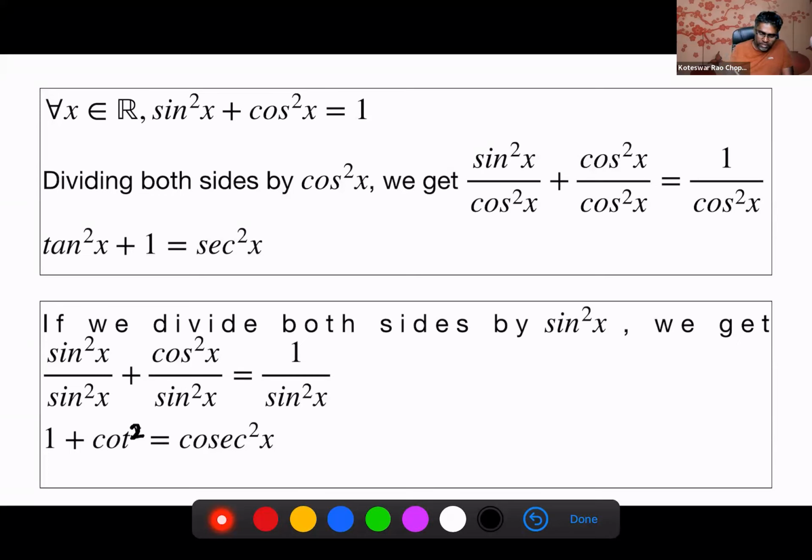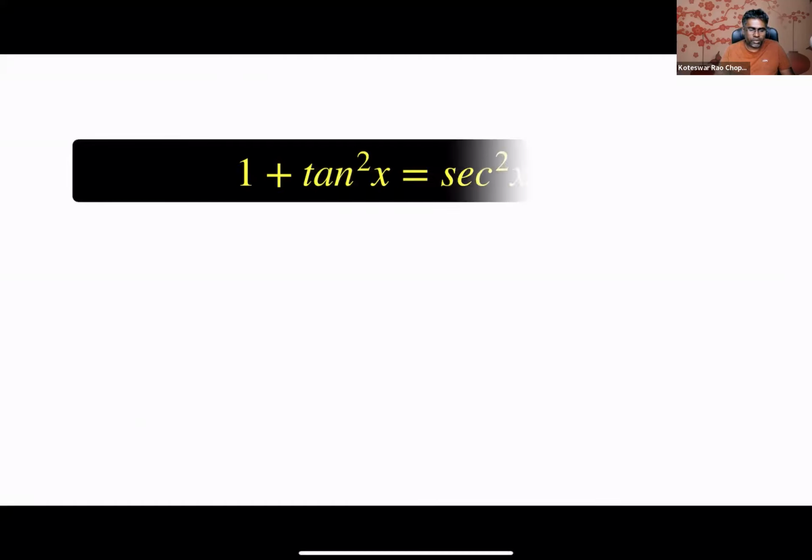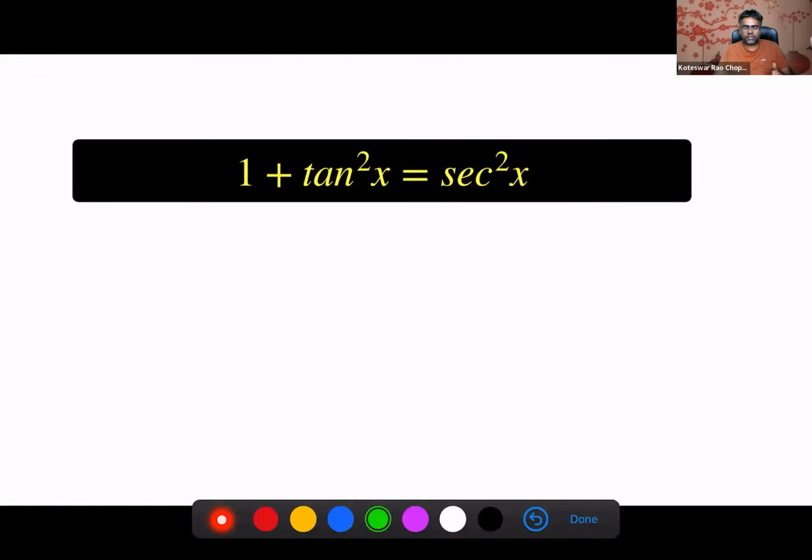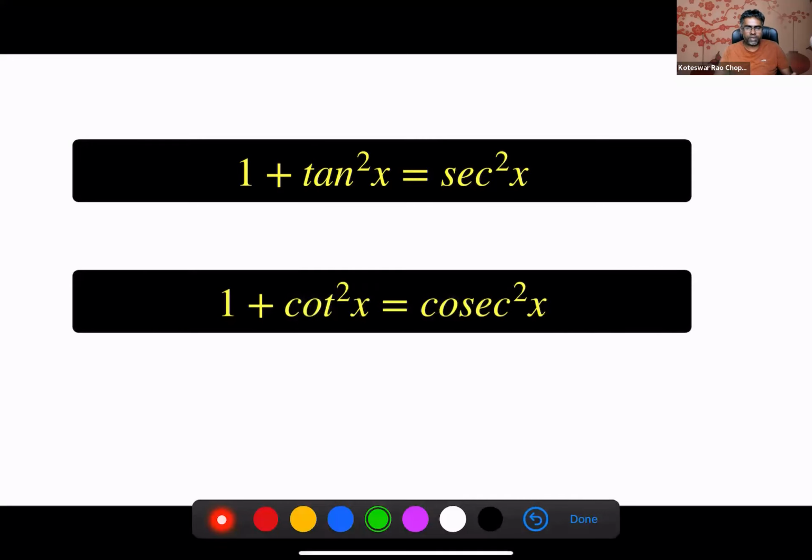I think we have these identities in 10th class as well, so we are just looking at them again. And x can be any real number. In 10th class we may or may not get that idea, because we are only restricting ourselves to angles in a right angle triangle, but here we are going beyond that. So you have 1 plus tan square x is secant square x, and 1 plus cot square x is cosecant square x.